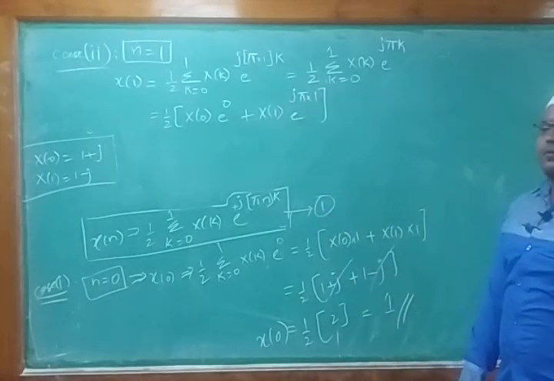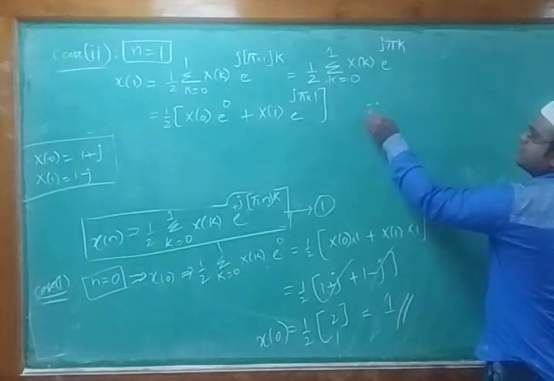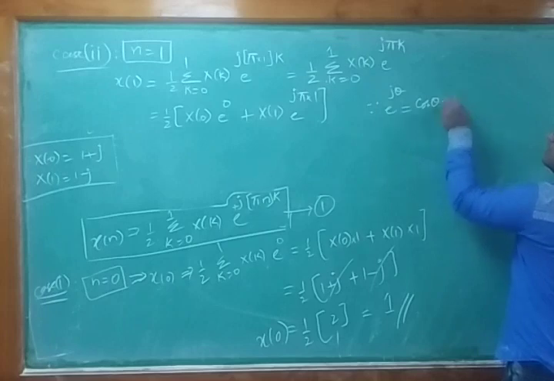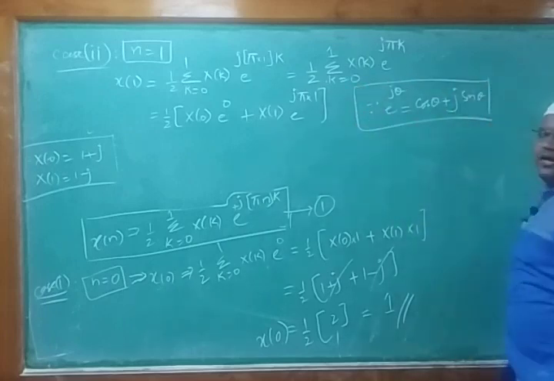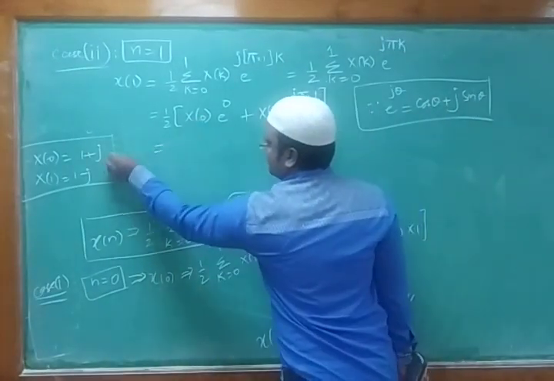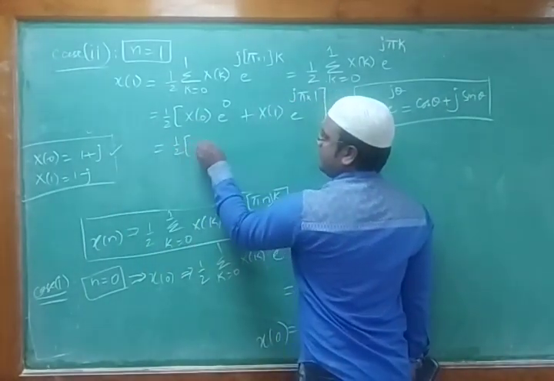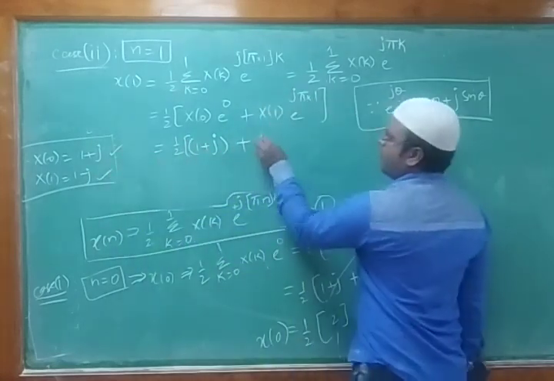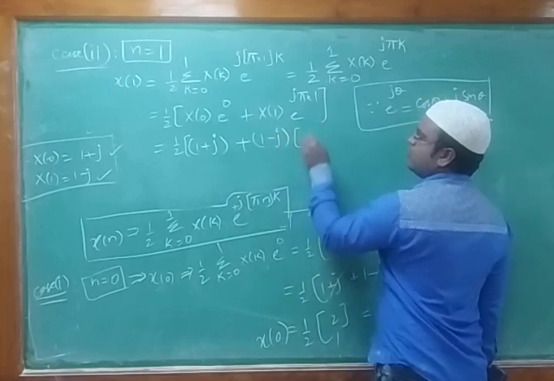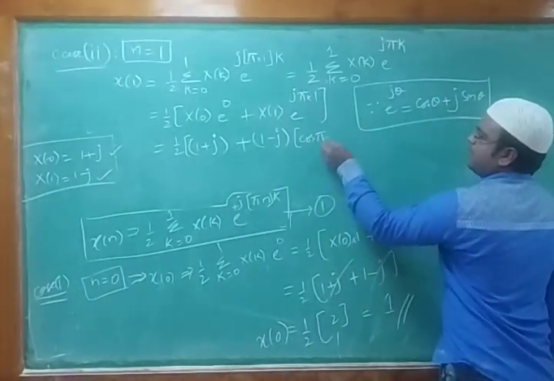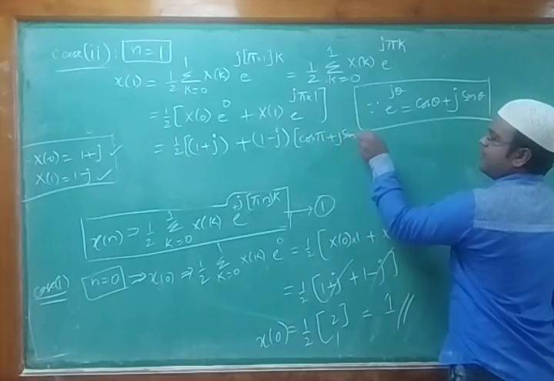Right? Same, you need to apply e power j theta. Since we know e power j theta is cos theta plus j sin theta, we are applying this for this problem. So what will I get? So x of 0. What is x of 0? We have 1 by 2, 1 plus j, plus x of 1. What is x of 1? 1 minus j into e power j pi. I can write cos pi plus j sin pi.